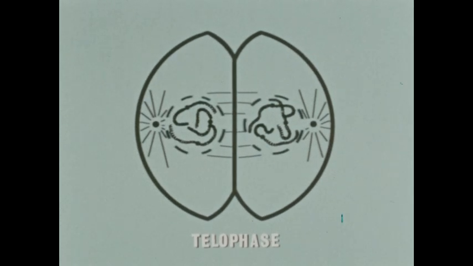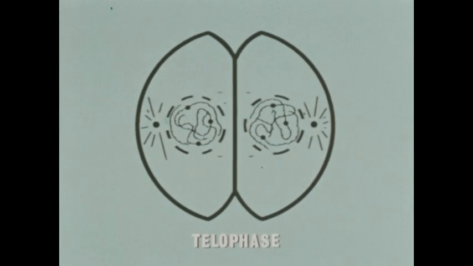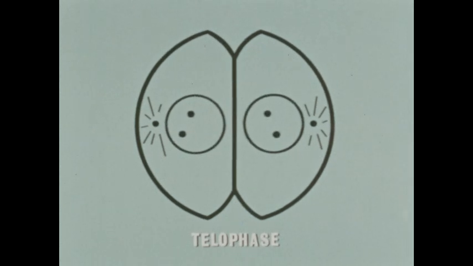A nuclear membrane appears in each cell. As the spindle fibers gradually disappear, the chromosomes uncoil and lengthen. With the reappearance of the nucleoli and the nuclear membrane and the doubling of the centrioles, the process of mitosis has been completed.